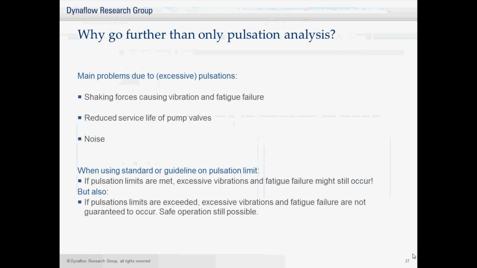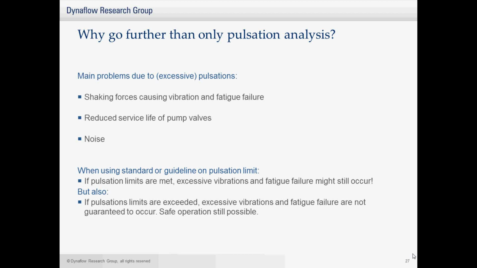So then, now that we know how to do pulsation analysis, why go further? If we look back at the main problems due to excessive pulsations, we have the noise and the reduced surface life of pump valves. We can sort of cover those by just setting a limit on the maximum pulsations in our systems. But the shaking force is causing vibrations and fatigue failure. You should be more careful with that.